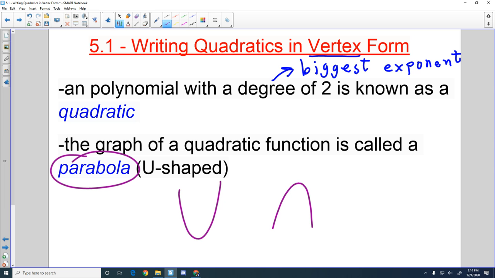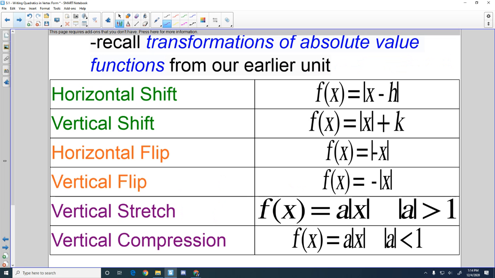All right. Any questions yet? This is just the general overview. Okay, I know, there's a lot. You don't need to write this down. This is all from our absolute value unit. You already have this in your notes from the first week of school, okay?